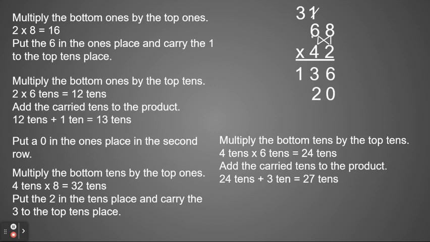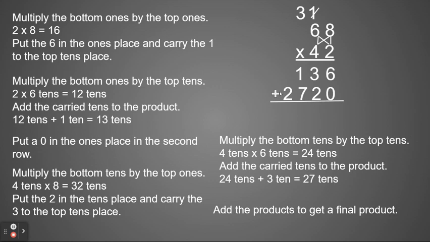So 4 tens times 6 tens, which would be 24 tens. But I also can't forget about the 3 tens I carried over. So now I'm going to have 24 tens plus 3 tens, which would give me a total of 27 tens. So now to get my final answer, I'm going to add the products together.